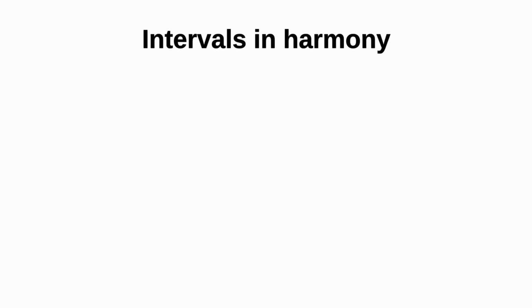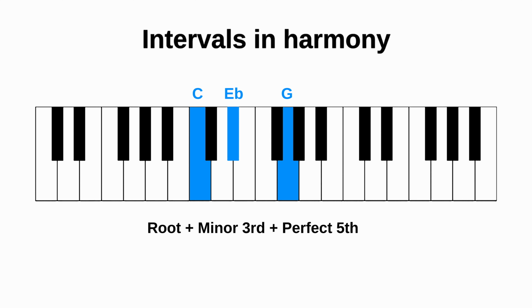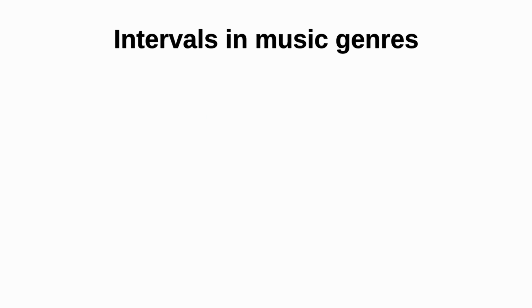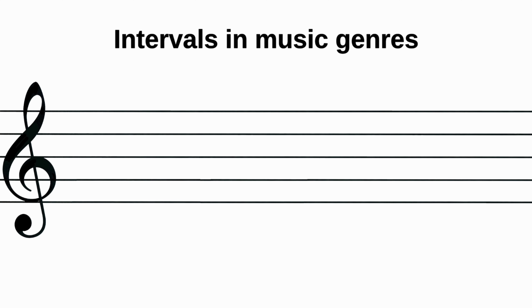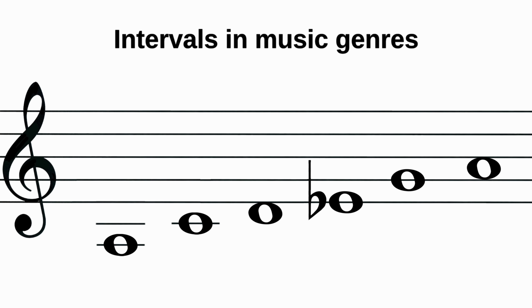Understanding how intervals work is essential to creating harmonies and chords in music. In fact, chords are simply a group of notes played simultaneously that are built using intervals. Lastly, it's important to note that different genres of music may use intervals differently. For example, the blues scale uses intervals that are different from the standard major and minor scales.